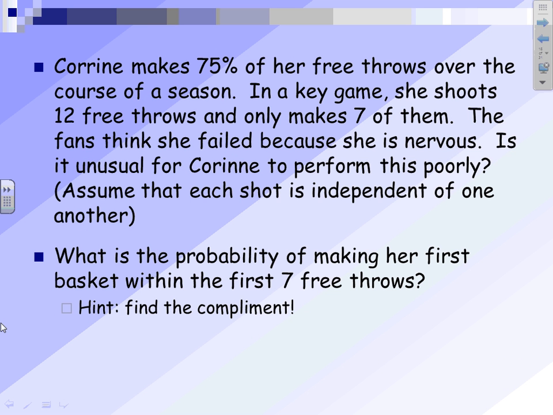All right. Now, let's look at it in another example here. It says, Corinne makes 75% of her free throws over the course of a season. In a key game, she shoots 12. Okay, so she shoots 12 and she makes 75% generally, and she only makes 7 of them. The fans think she failed because she's nervous. Is it unusual for Corinne to perform this poorly? And we're going to go ahead and assume that it's independent here. Well, whether it is or not, well, that's up for another debate, but not a debate that we're going to be having right now.